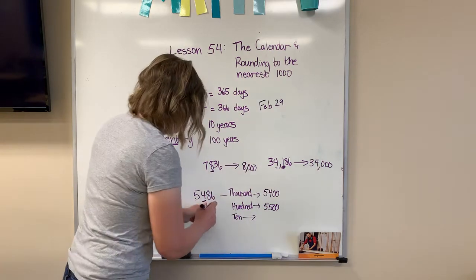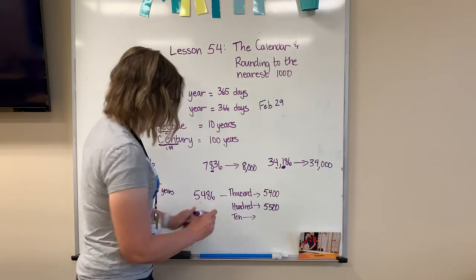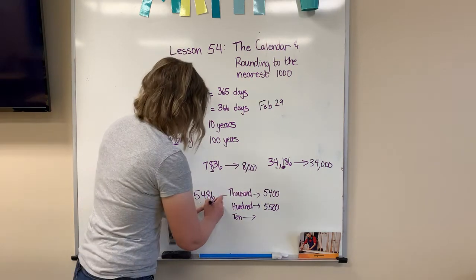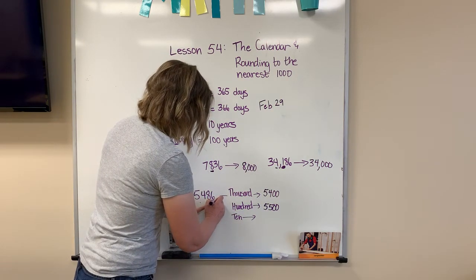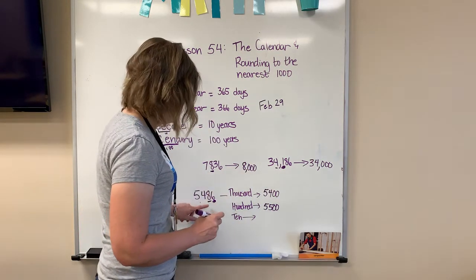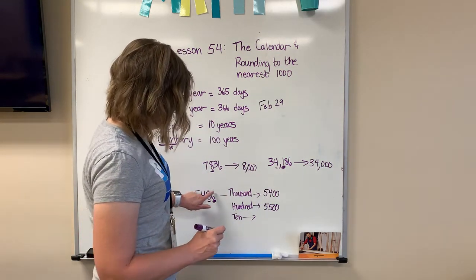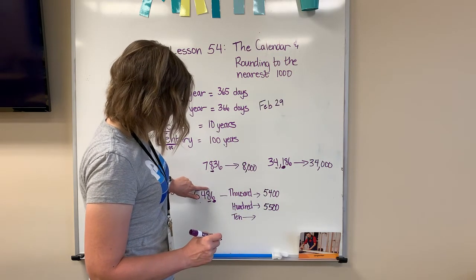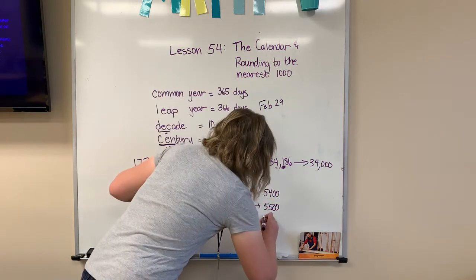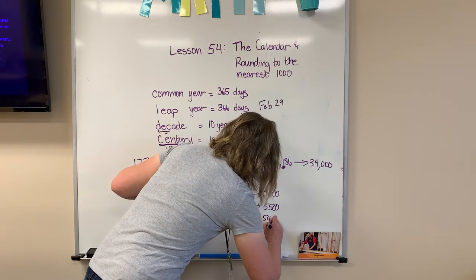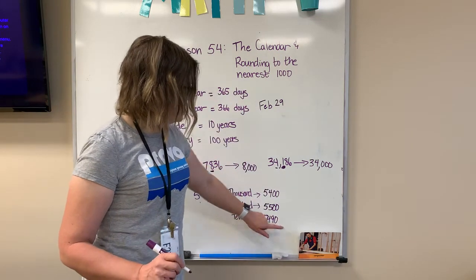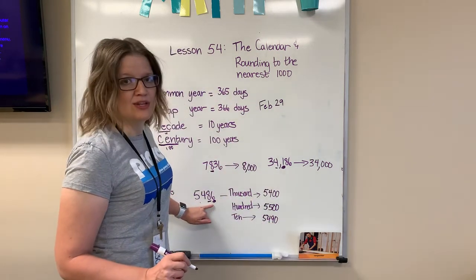Now they want us to round to the nearest 10. So I'm going to erase, and I'm going to look at my 10. It's an 8. I look next door at my 1. It's a 6. Definitely we know this is going up, and so my 10 is going to change from an 8 to a 9. So I say 5, 4, 9, 0. So 5,490 is if we rounded it to the nearest 10.